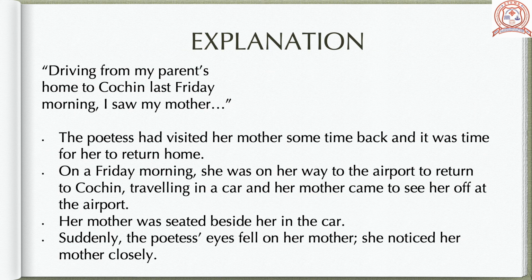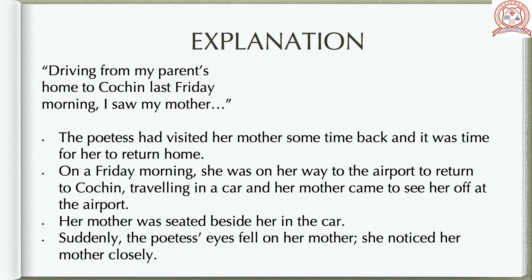So let us look at the explanation of this poem. Driving from my parents' home to Cochin last Friday morning, I saw my mother. So the poetess has visited her mother for some time, and it was time for her to return to her own home, which was in Cochin. So on one particular Friday morning, she was on her way to the airport in order to catch a flight to return home.